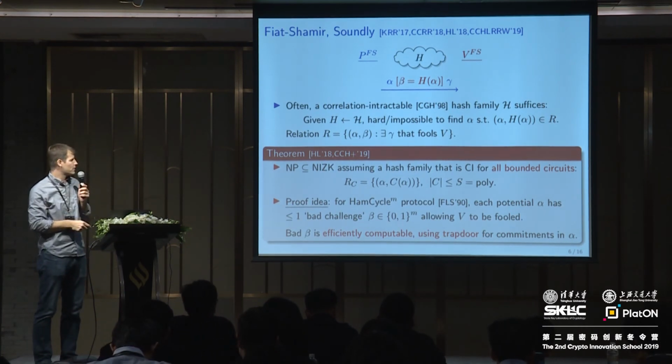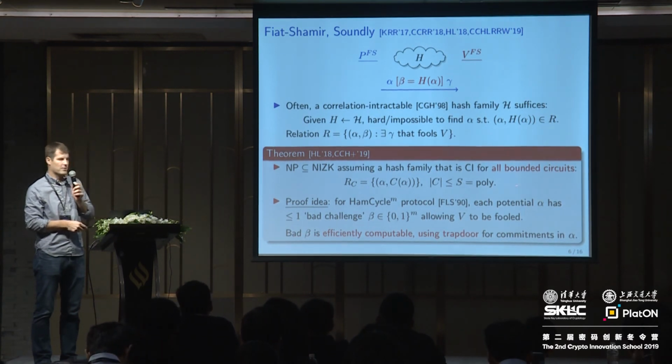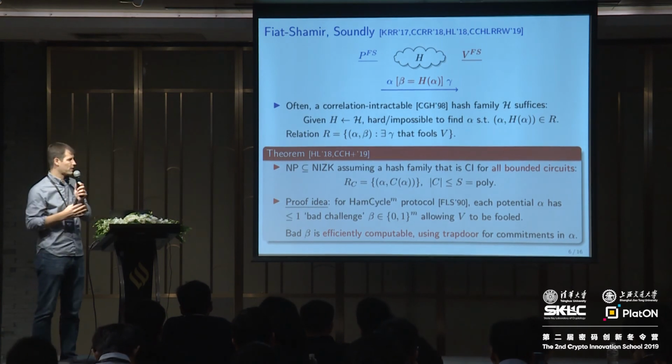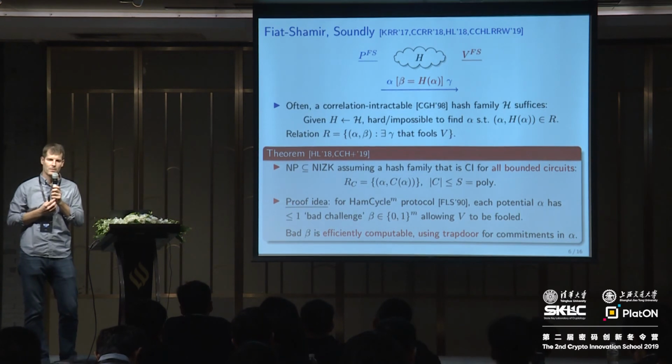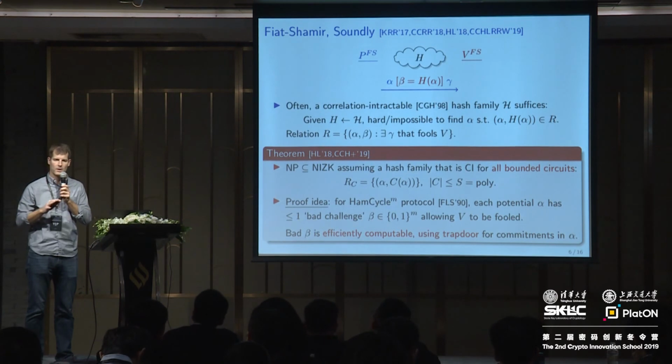Right, so it is sufficient to consider bounded circuits because beta is a fixed size circuit function of alpha. So we don't need unbounded size circuits, we only need bounded size circuits for the correlation intractability. And that will be important because that is all we will manage to achieve in this work. So we fix a circuit size, maybe it's n to the 10th or something like that, and then we need a hash family which is correlation intractable for that size.